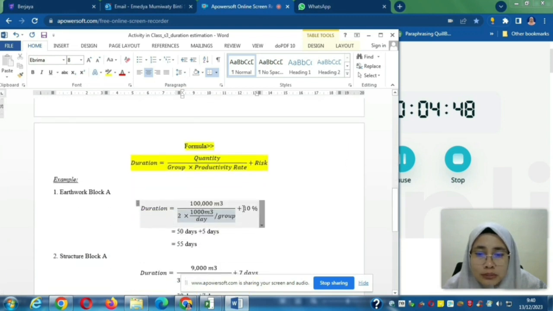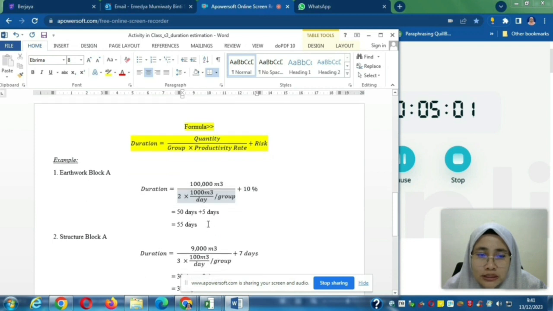Then we add 10% to this calculation. From 100,000 divided by 2000, which is equal to 50 days, we add 10% of 50 days, which is 5 days. So this means that to do the work for block A, it needs a minimum of 55 days to complete.